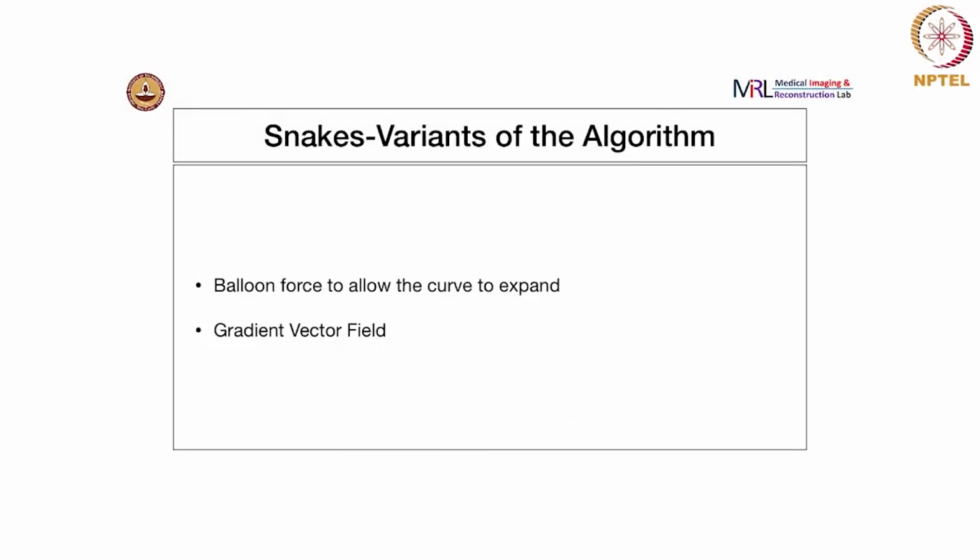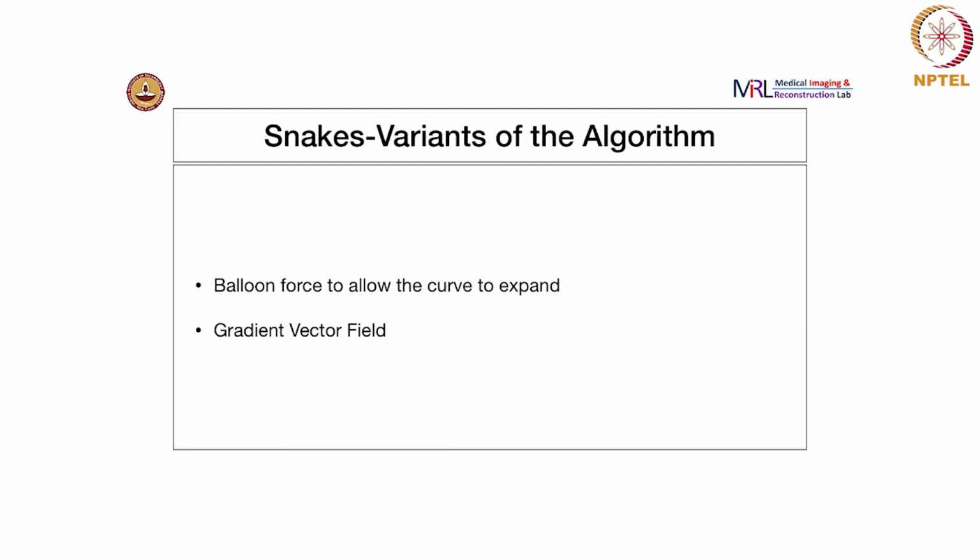So there are variants of this. I will not go into the details. If I find time, I will. There is something called a balloon force. Remember, the first derivative term makes the curve shrink. But sometimes you want it to blow up, to expand a bit, based on certain image statistics. So that is possible. That has been done. It's called a balloon force, which lets the curve move in any direction, expand and compress.